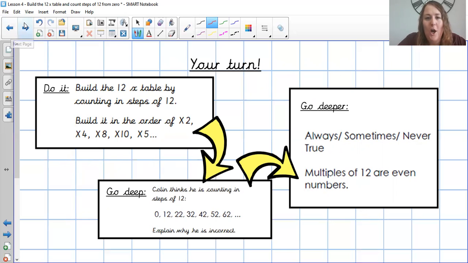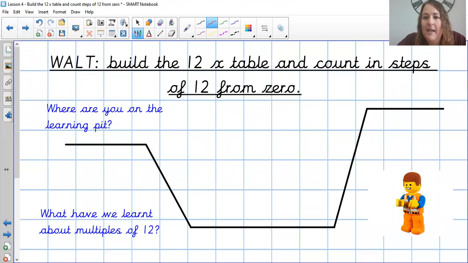Brilliant, well done. Hopefully you found that okay today. Hopefully you used your Build It to help you. Where do you feel you are on the learning pit today? Did you find that quite simple? Are you really getting the hang of building your times tables in that way? Or are you still thinking it's easier just to count up 12 each time?